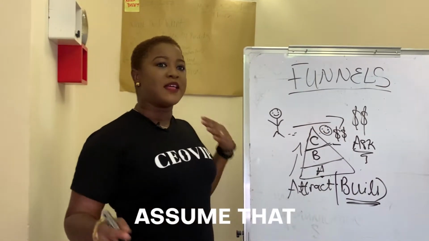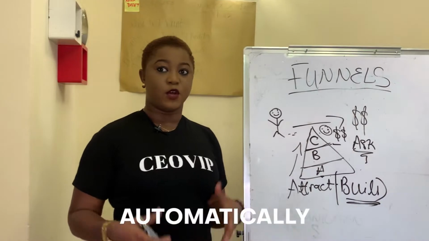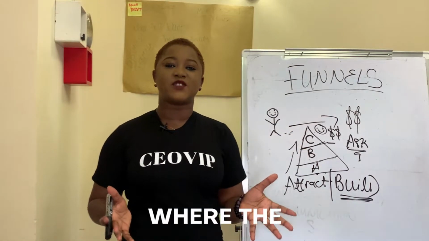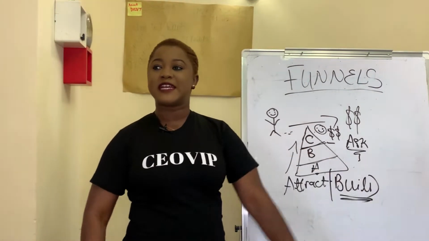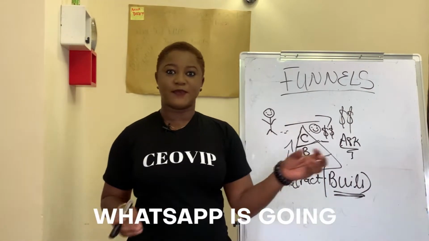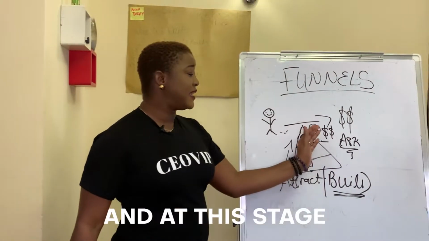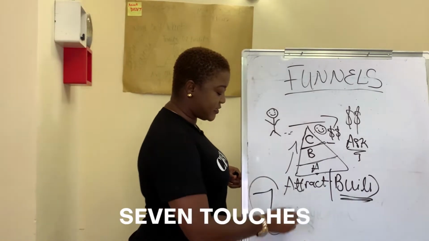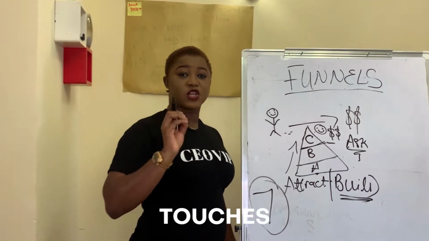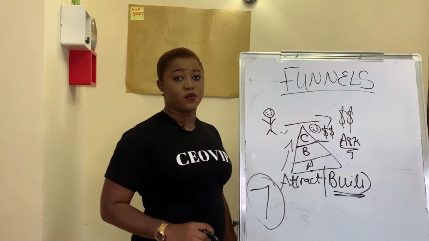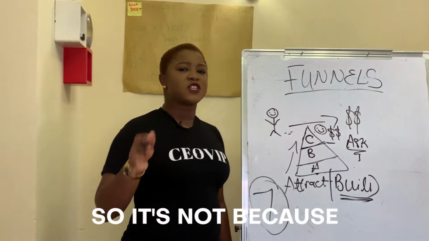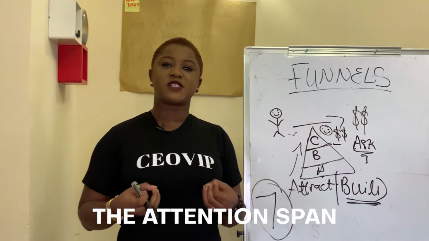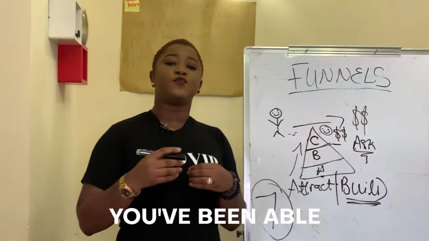You can't just assume that because you've been sharing all this value, then automatically they should know they should buy from you. No, it doesn't work that way, especially in this age where the attention span is less than 10 seconds, right? TikTok is making noise, the phone is beeping, WhatsApp is going ding, ding, ding. You have to ask for the buy. And at this stage, remember that your customers need at least 7 touches before they finally say yes to you. Why? Because of the attention span. So it's not because you don't have value, or because what you have isn't a solution. It's because of the attention span, and then it also depends on how well you've been able to touch on the pain points.